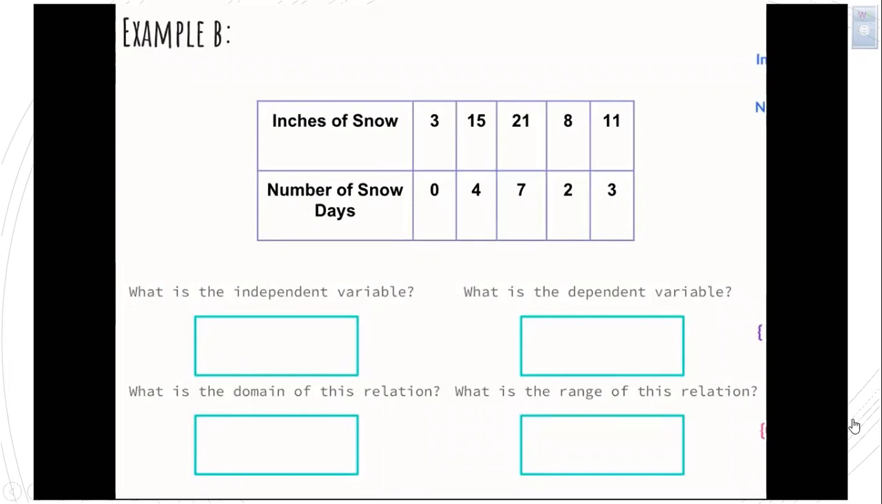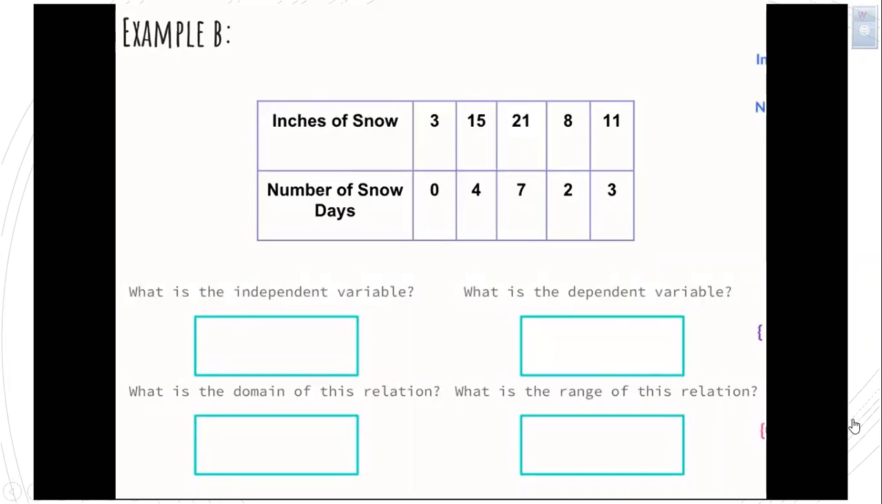So independent variable is going to be our X value, or the thing that we're going to be changing, or the thing that's going to affect the dependent variable. So which thing is going to be affected is going to be determining our dependent variable. So is the inches of snow going to be affecting the number of days that we get out of school? Most likely, as opposed to the other way, where the number of days we get out of school somehow create more inches of snow. That seems unlikely.